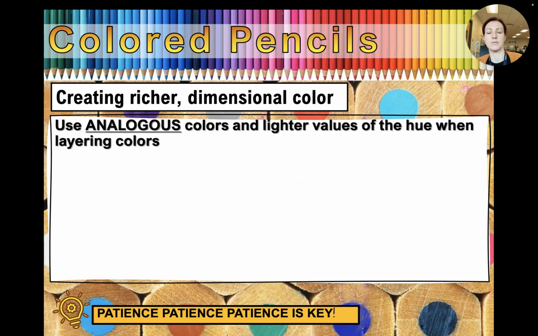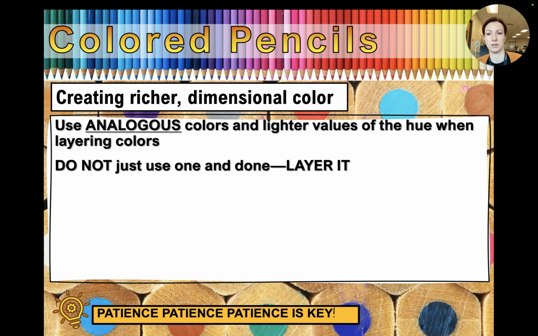So to create this dimensional color I keep talking about, you want to use analogous colors and lighter values of the hue when you're layering. So if it's a red sphere, don't just use one red pencil and then be done. Layer multiple reds in there. Don't scribble. We're just doing really small circles, but they're overlapping.